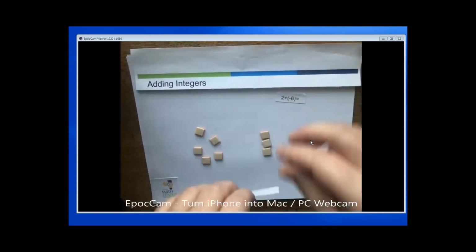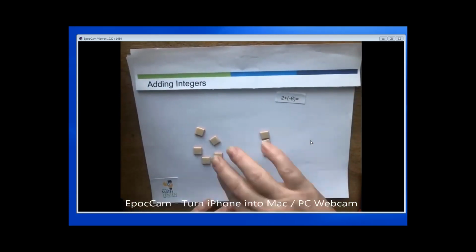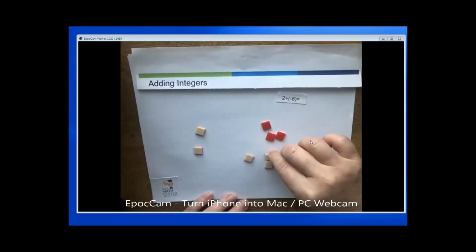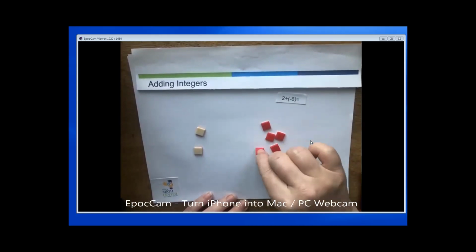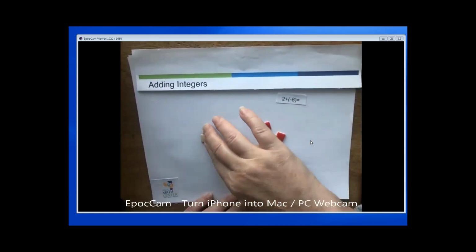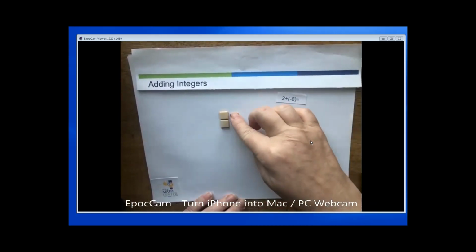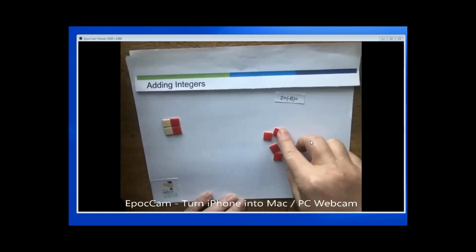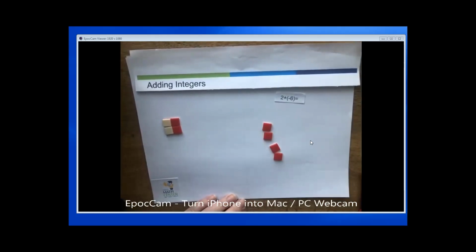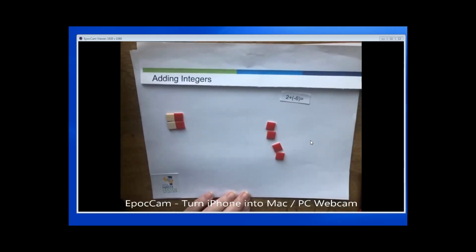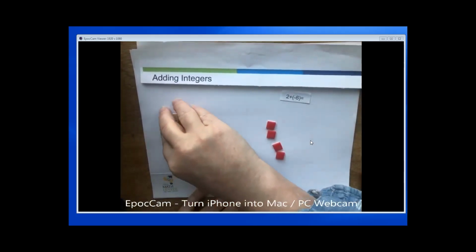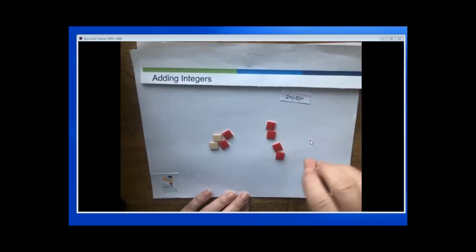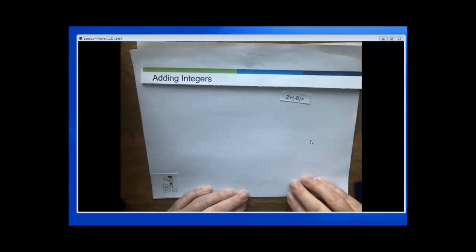Let's try this one. I have a positive 2 and a negative 6. Okay, so let's take that idea of that 0 pair. Let's line those up. Those equal 0, so I have 4 negatives left. Okay, and when you're doing integers, you don't need the algebra tiles. You can use those two-sided coins that are red and yellow on each side.